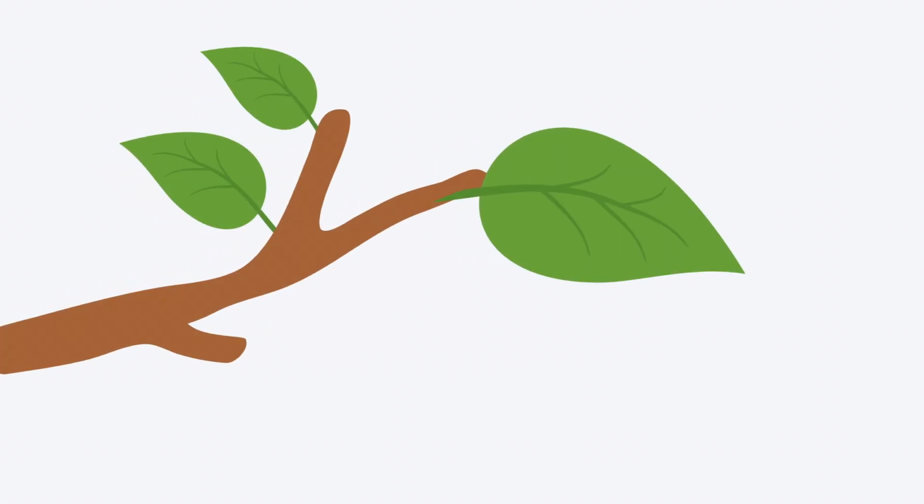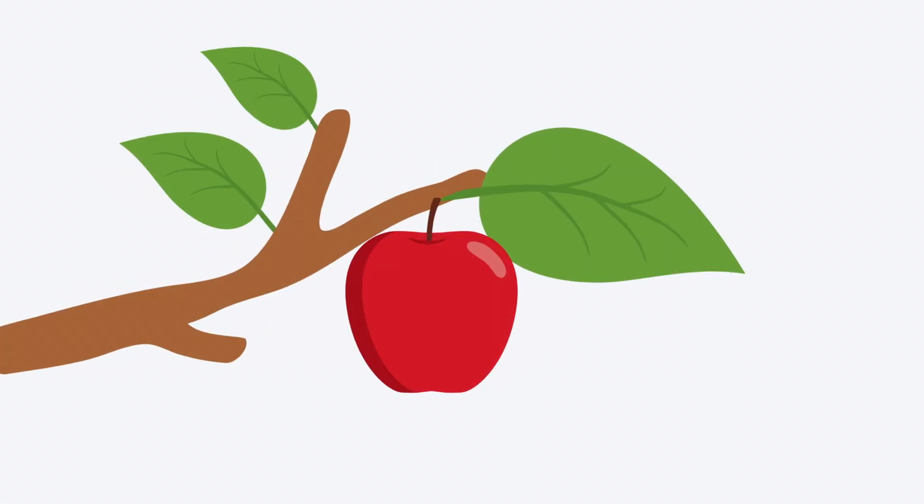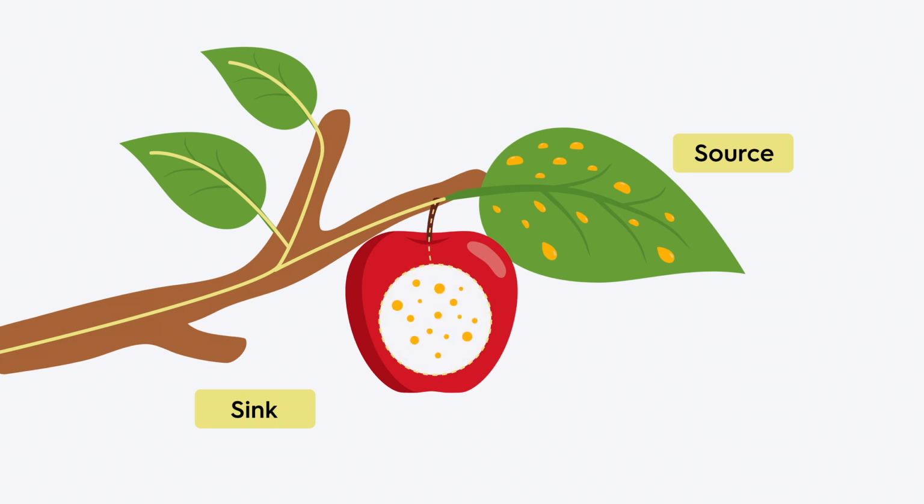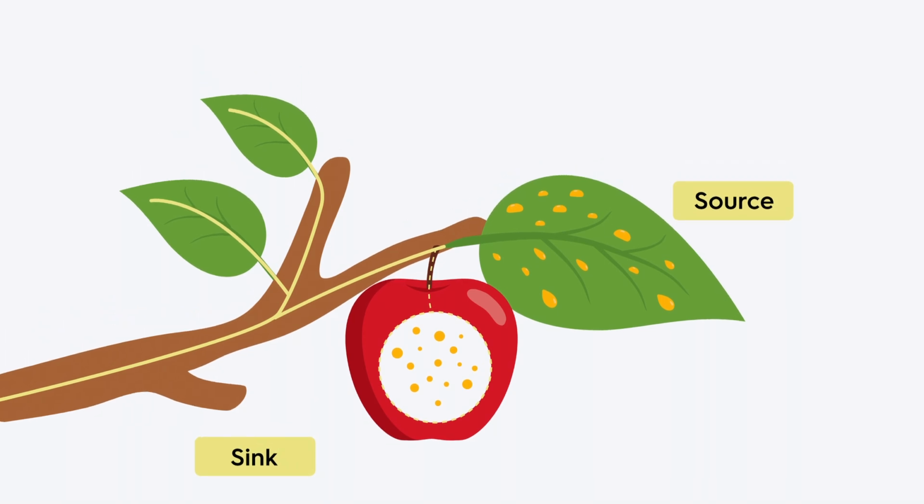Now let's see how this works in real situations. If a leaf is making lots of sugar and a developing fruit is growing fast, sugar loads near the leaf, pressure rises, and sap flows toward the fruit where sugar is unloaded for growth and storage.